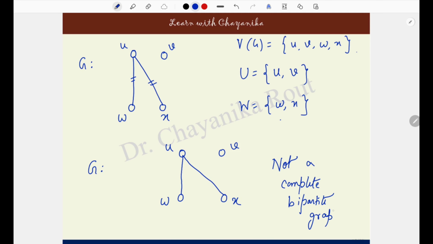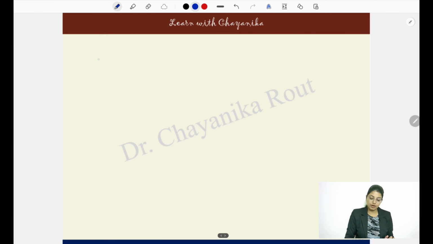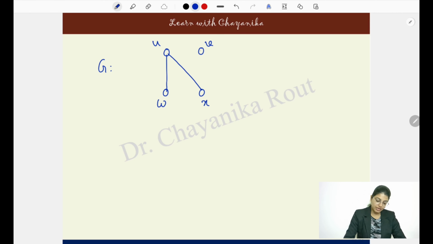Okay. Now let's see how I can make this graph a complete bipartite graph. If I make the vertex V adjacent to W and also adjacent to X, now I have made every vertex of one partite set adjacent to all the vertices of the other partite set. Is there any more possibility of inserting an edge in this graph, keeping it bipartite?